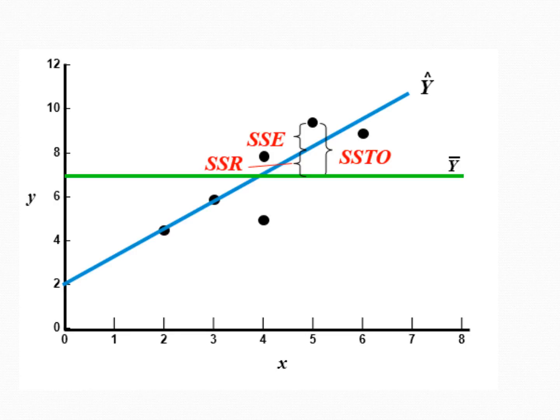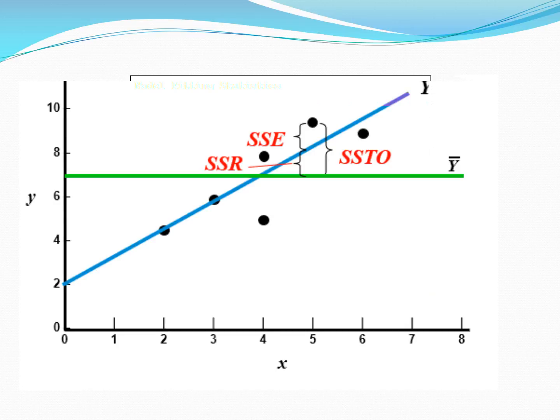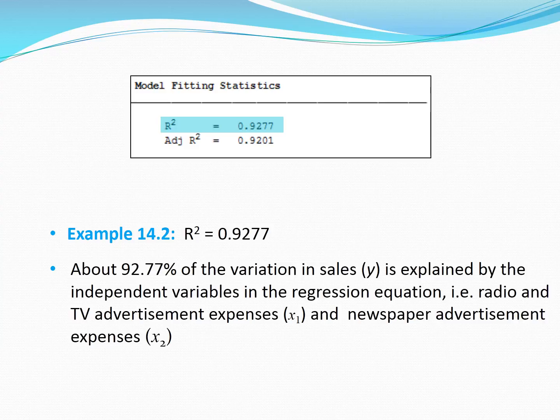Your SSTO can graphically be seen as the difference between the actual observations and your mean value for y, and then SSE is the difference between your observations and your predictions that you make, so your regression line. And then the SSR is the difference between the regression model and your mean. What is important is that you can read off this value from your computer output.